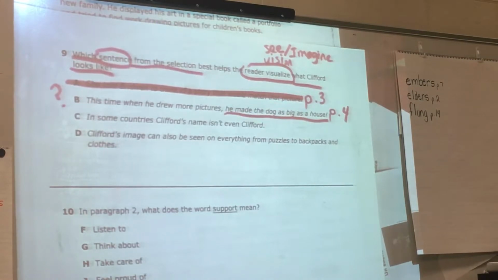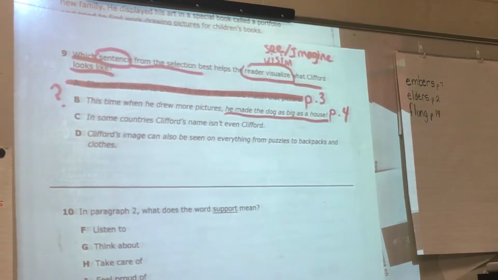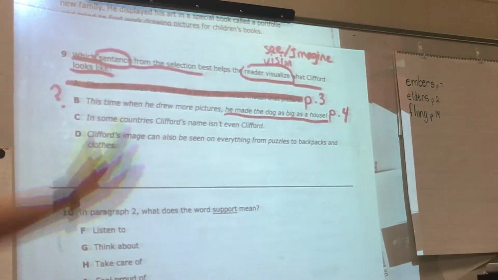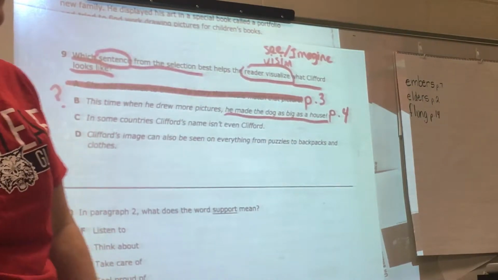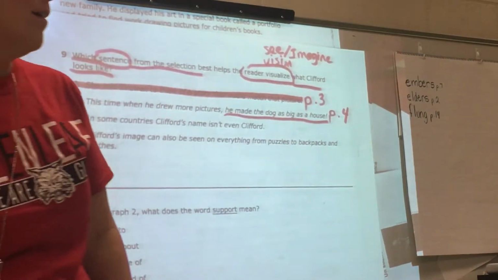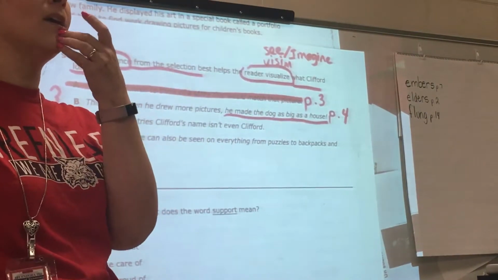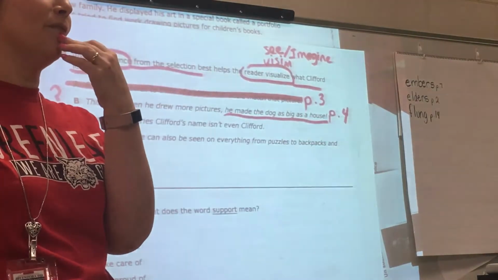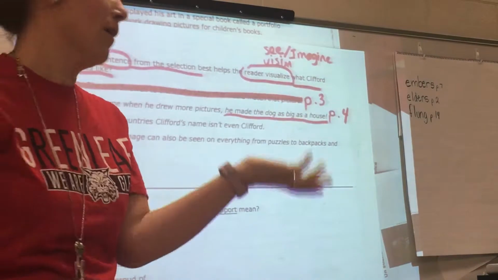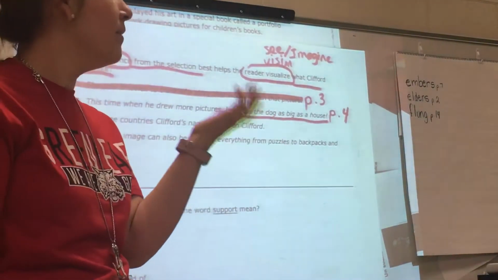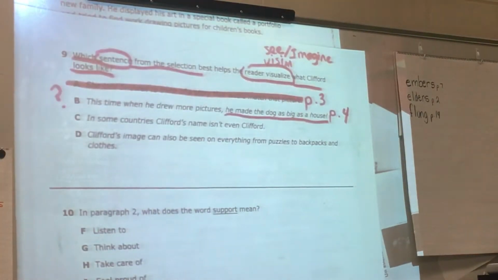In some countries, Clifford's name isn't even Clifford. It's ketchup. I like how you changed it. In French, it's ketchup. I read that too. It's ketchup because he's red. Yes, that's a good inference. I love it. If they had told me Clifford is the color of ketchup, would you know what color Clifford is? Yes, because we know what color ketchup is. Red. And in third grade they'll use that because that's more like inferencing, visualizing.